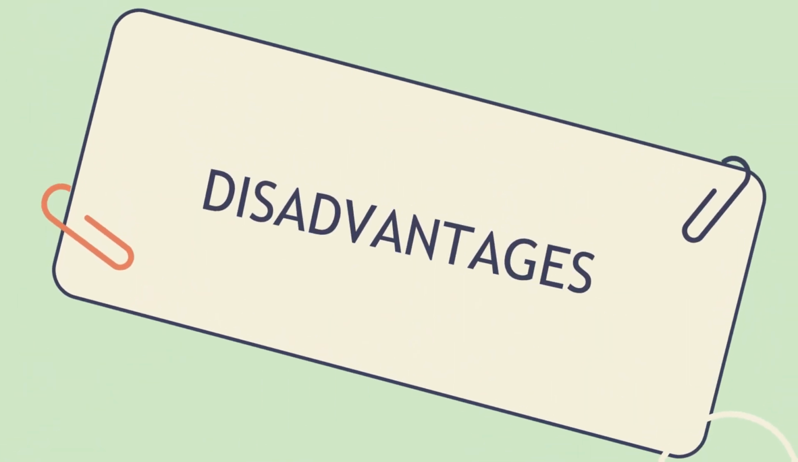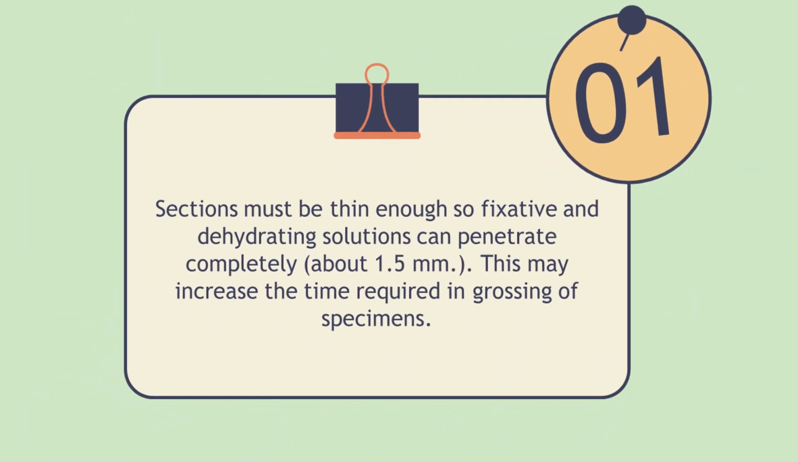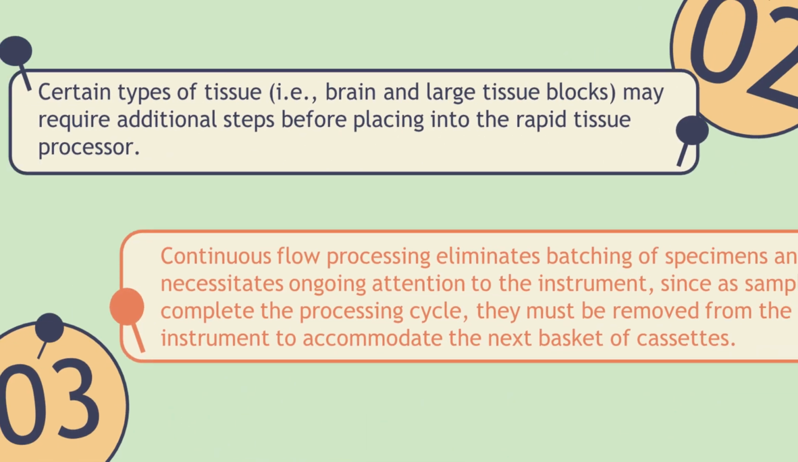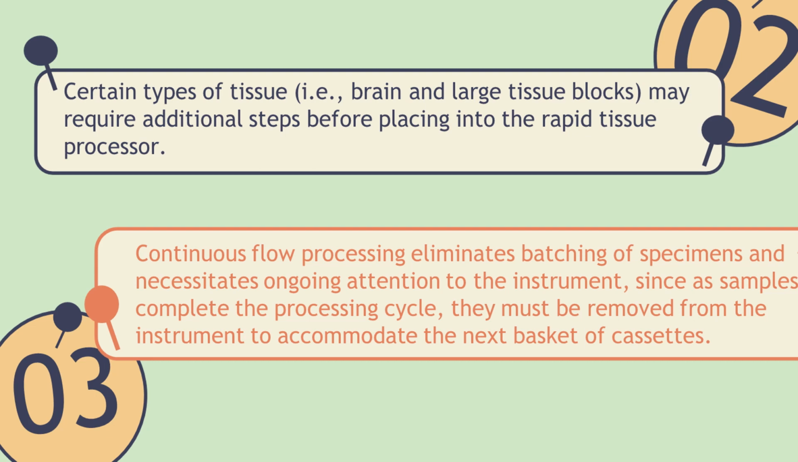Of course, if we have the advantages, we also have the disadvantages. So number 1, sections must be thin enough so fixative and dehydrating solutions can penetrate completely, about 1.5 millimeter thick. This may increase the time required in grossing of the specimens. Number 2, certain types of tissues, such as the brain and large tissue blocks, may require an additional step before placing into the rapid tissue processor.